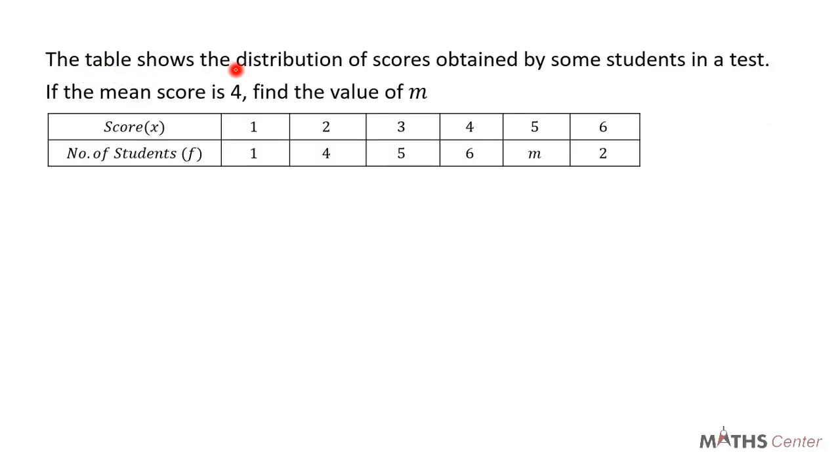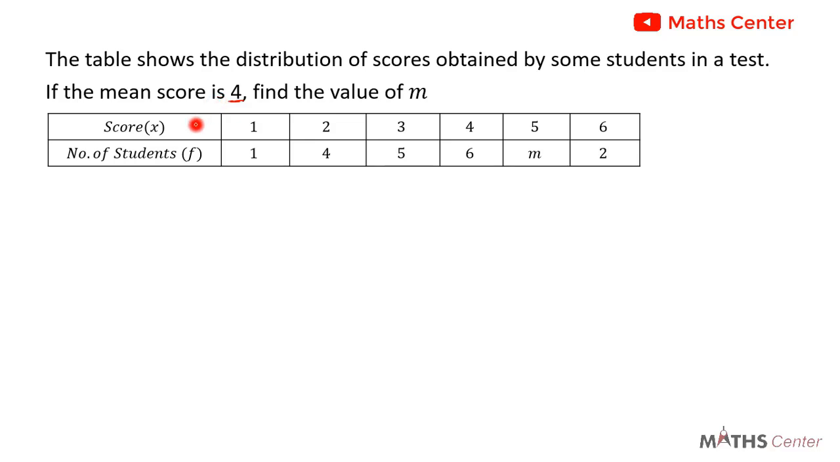The table below shows the distribution of scores obtained by some students in a test. If the mean score is 4, find the value of m. We have the scores and its corresponding number of students. The question tells us that the mean score is 4. We are going to use this to find the value of m.